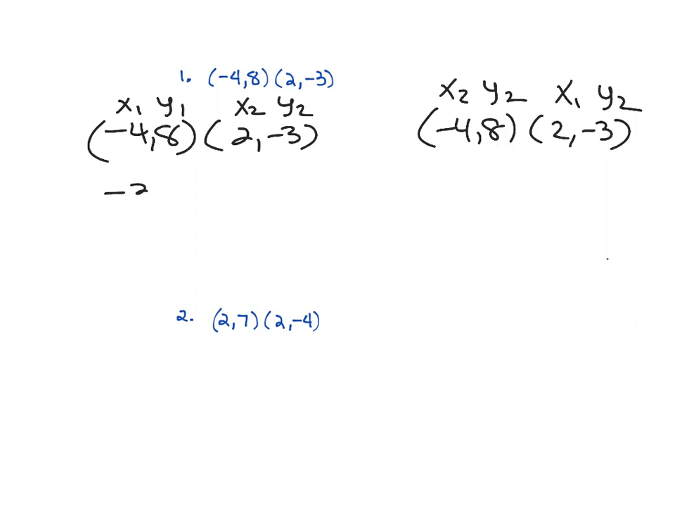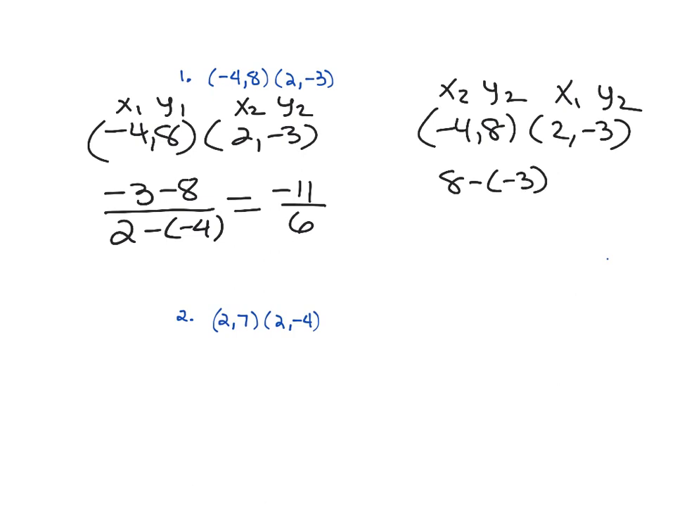If I do negative 3 minus 8 over 2 minus negative 4, be very careful with your negatives. This gives me negative 11 over positive 6. If I do it the other way, I get 8 minus negative 3. Let me switch this, this should have been that way. Okay, so now 8 minus negative 3 over negative 4 minus 2. Keep, change, flip here. It becomes positive 11 over negative 6.